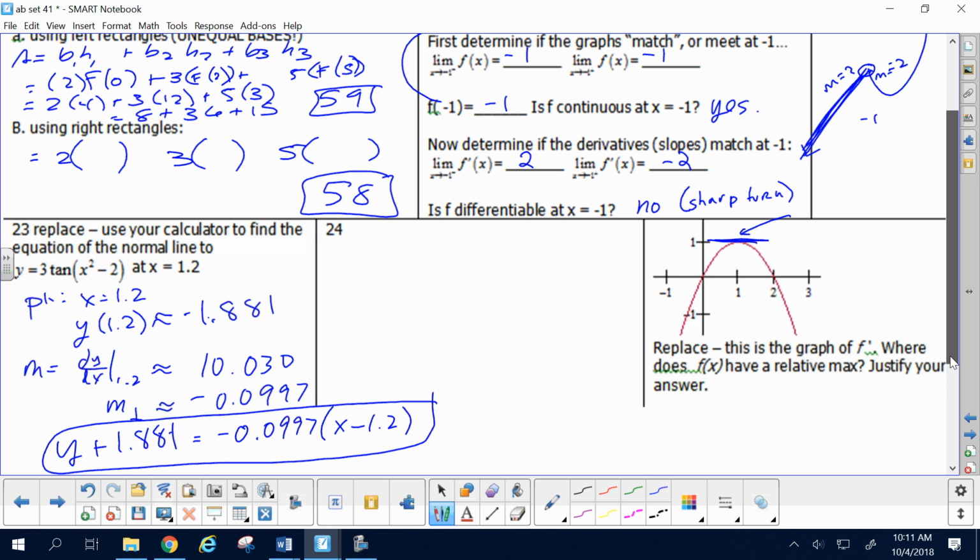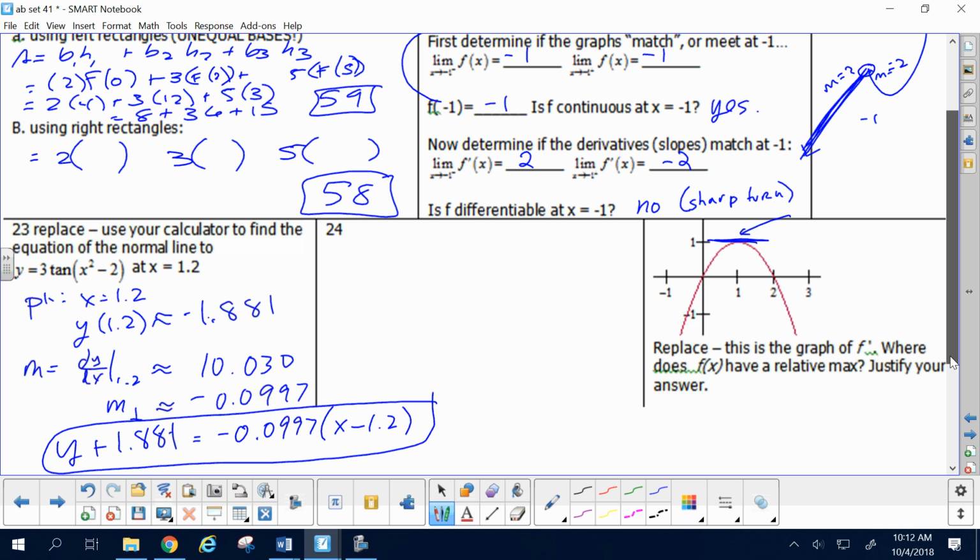Hey, there's a relative max right there at 1. See, that's the top. Oh no, silly. That's the max of f prime. That's not the question. The question isn't what's the graph of f prime. Anybody with vision can answer that question. The question is what's the max of f? And the max of f is at x equal 2.